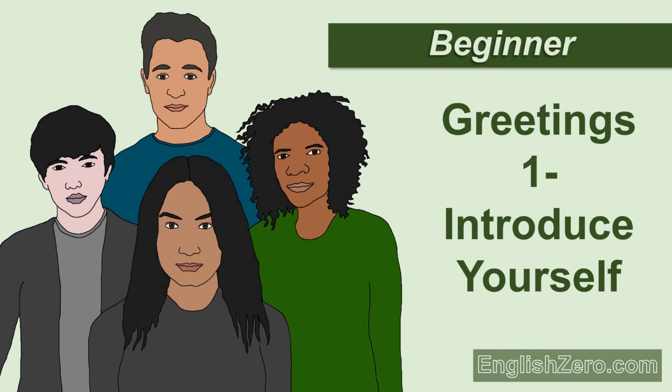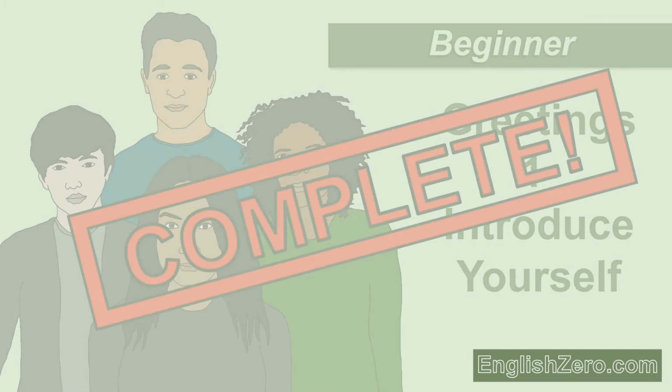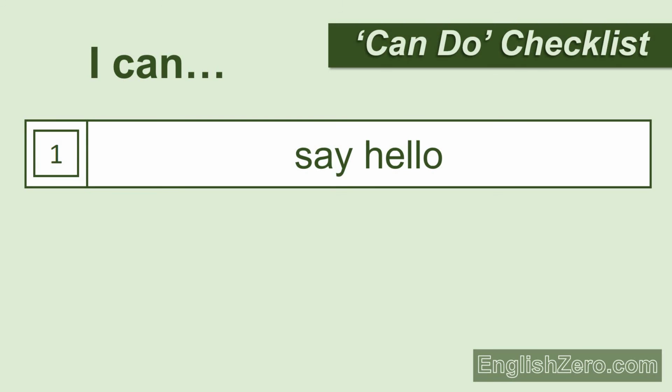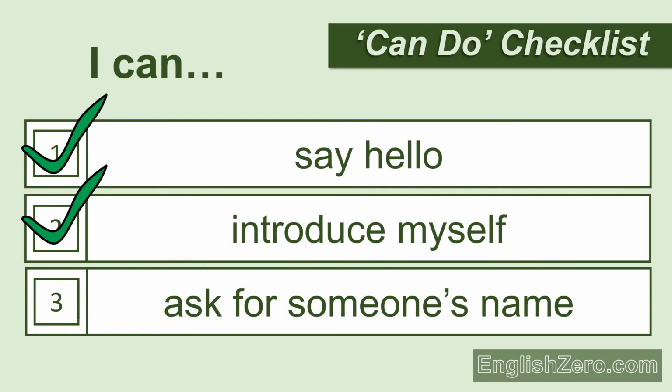Greetings, one. Introduce yourself is complete. Thank you. Can do checklist. Now I can say hello. Yes, I can. I can say hello. Introduce myself. Yes, I can. I can introduce myself. Ask for someone's name. Yes, I can. I can ask for someone's name.